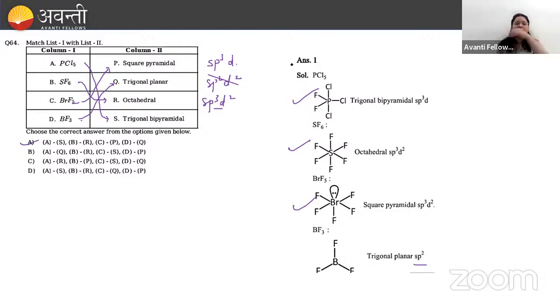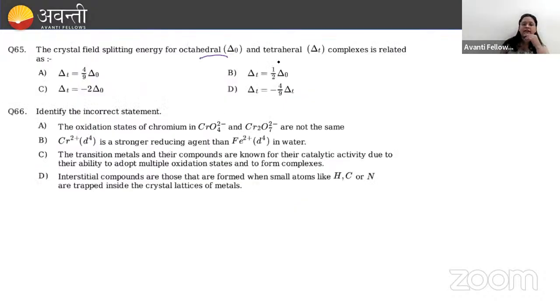Right? Next problem. The crystal field splitting energy for octahedral and tetrahedral. Yeah, very easy. You know that octahedral and tetrahedral are related, so option A. Okay, tetrahedral crystal field splitting energy is equal to 4/9 of octahedral crystal field splitting energy. Very good. Identify the incorrect statement.